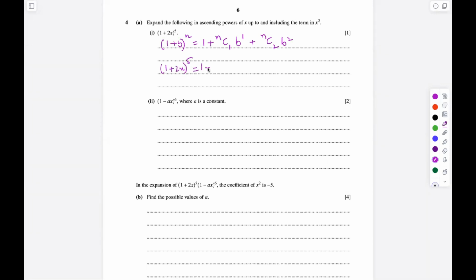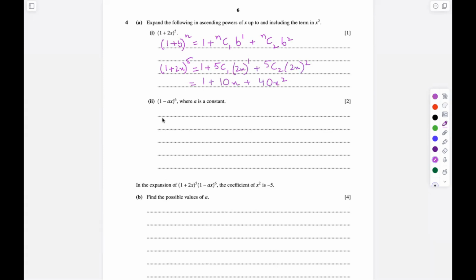So this will become 1 plus 5C1. b is 2x, so that will be 2x to the power 1, plus 5C2, and that will be 2x to the power 2. Simplifying, we'll get 1 plus 5C1, which is 5 into 2, that will become 10x. 5C2 is 10, and that will be 10 times 2 squared, which is 4, so that will be 40x squared.